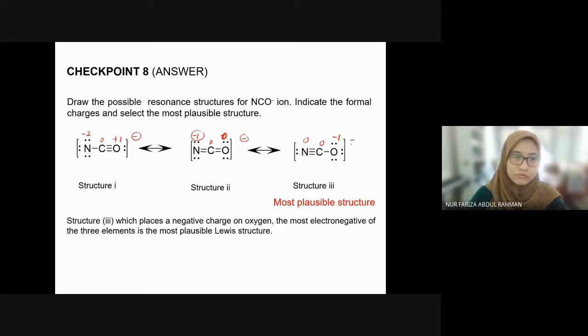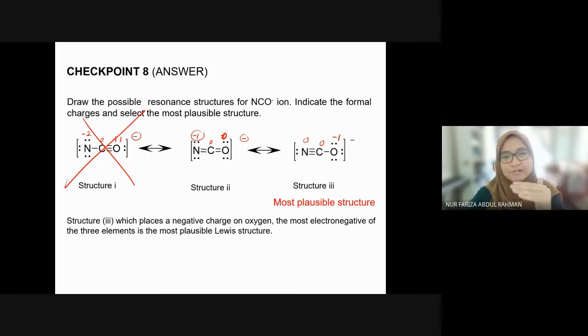This one also. The most unfavorable or unlikely one is structure 1. Why? Because the nitrogen, as you can see, has the highest formal charge, so this is very unlikely. Out already.